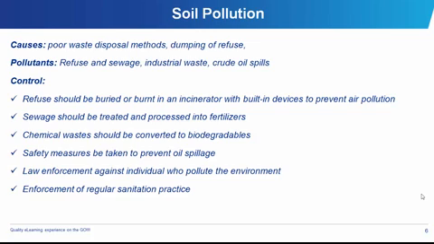Land pollution can also lead to different kinds of illnesses. It creates an environment which is not hygienic. It also exposes one to dangers of being harmed, of being injured.